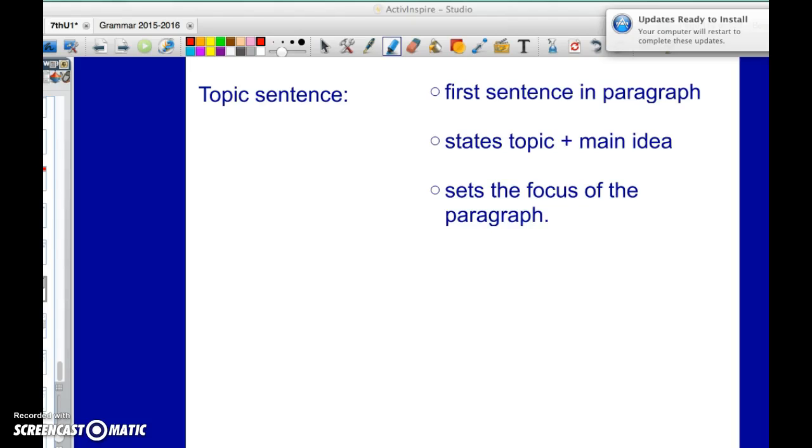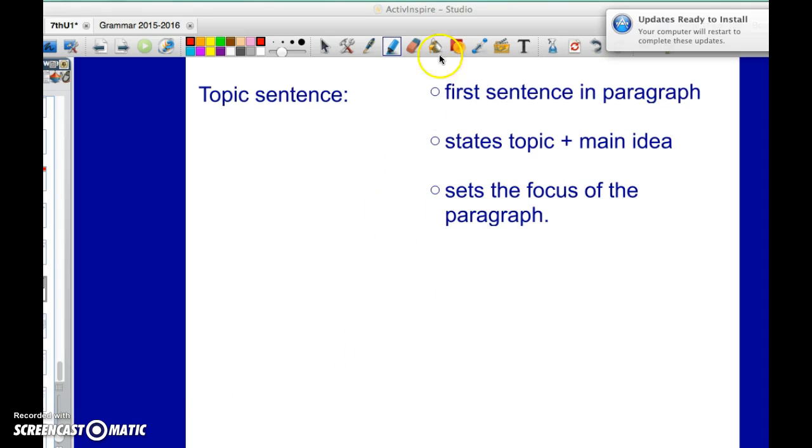Hi, 7th grade. Today we're going to be talking about topic sentences in expository paragraphs with the structure of the main idea or description paragraph. A little bit of information to refresh about topic sentences.